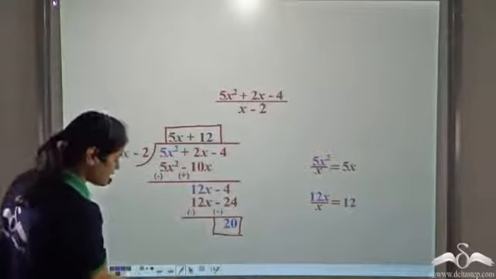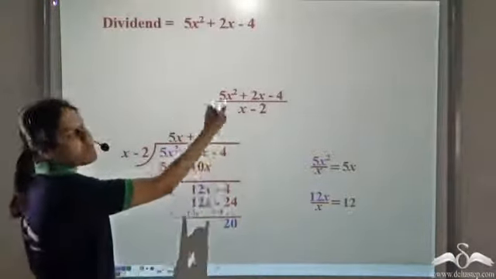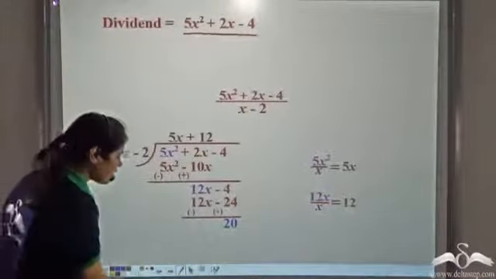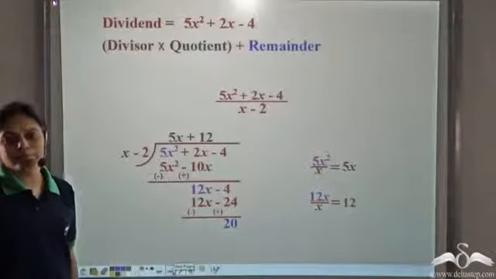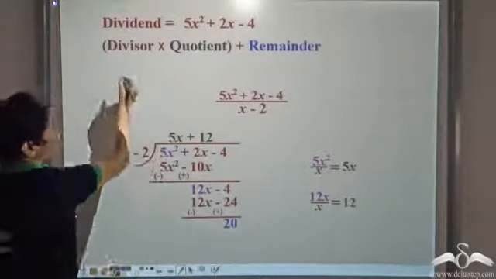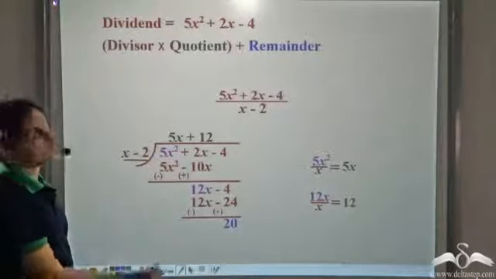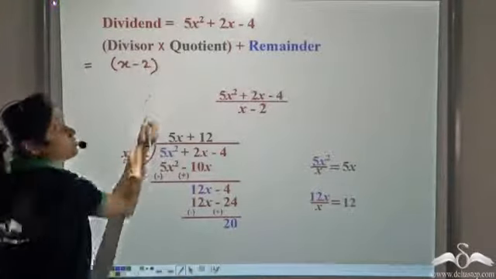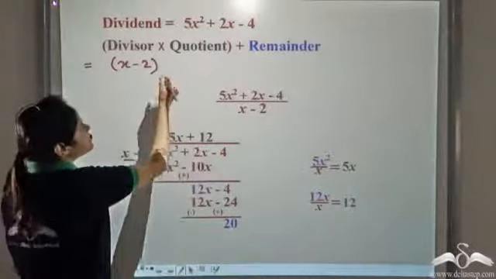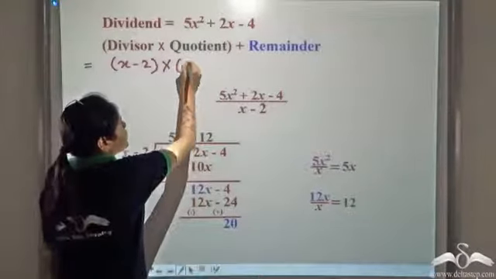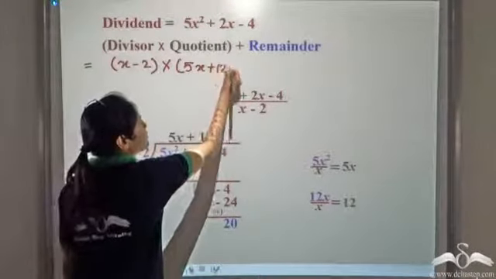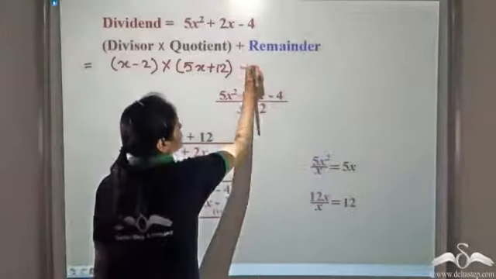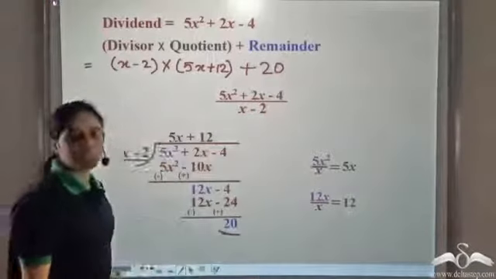Now in this case, 5x² + 2x - 4 is the dividend. Now let us check what is divisor into quotient plus remainder. The divisor here is x - 2. Quotient is 5x + 12, and remainder is 20, plus 20. This is what we have.